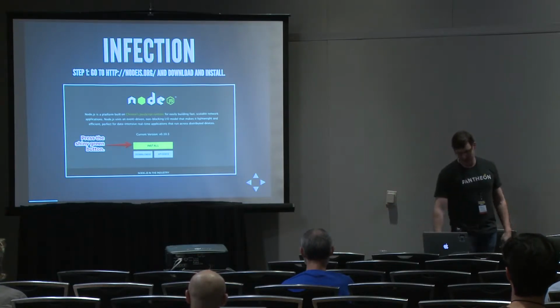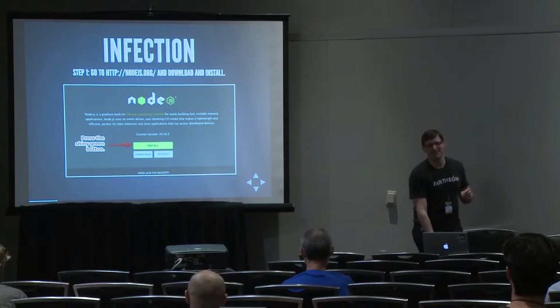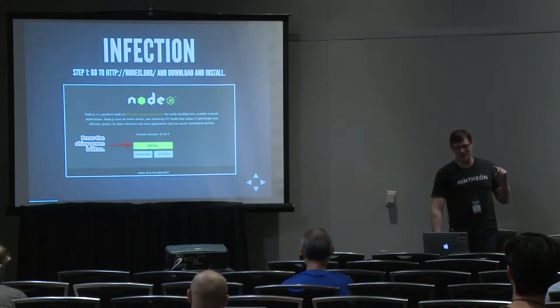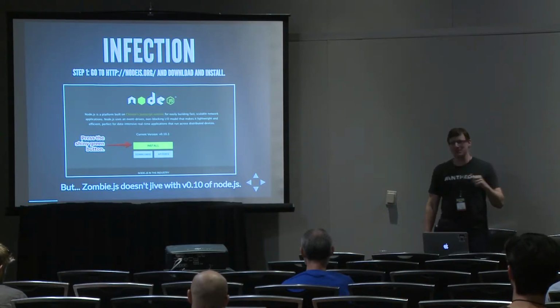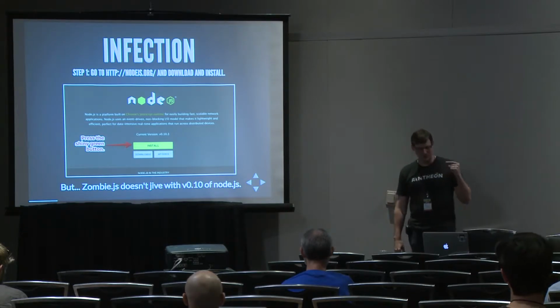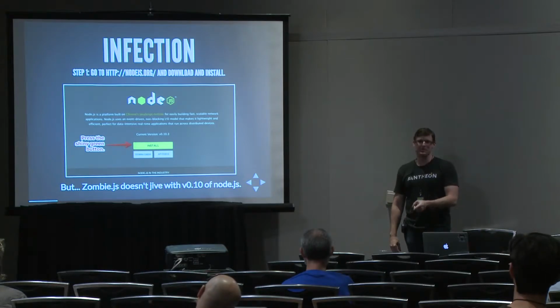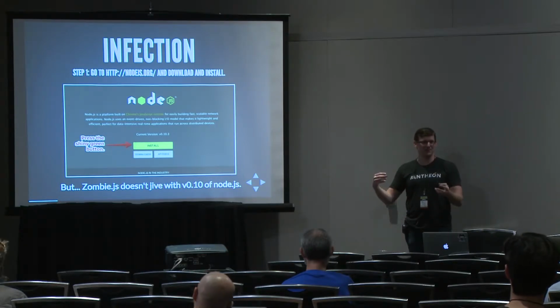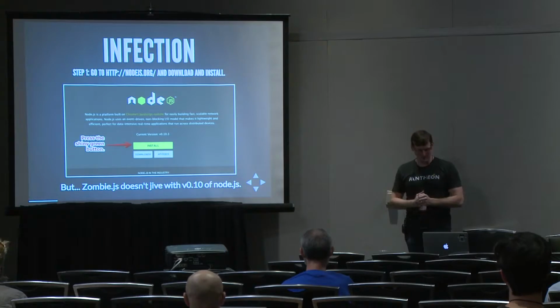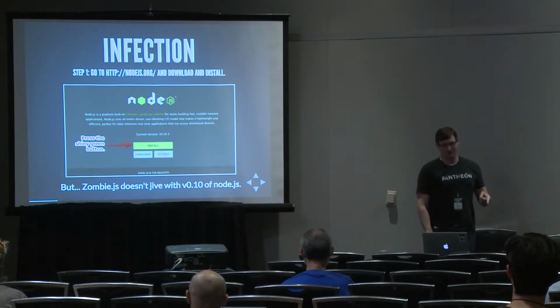It's really easy. Except there's a problem, and this is where the issues with Zombie.js come up: Zombie doesn't really jive with version 0.10. Does anybody know why they use that ridiculous versioning scheme? That 0.10 is actually a greater version than 0.8. To me, it just makes no sense. But anyway, it doesn't jive with 0.10 of Node.